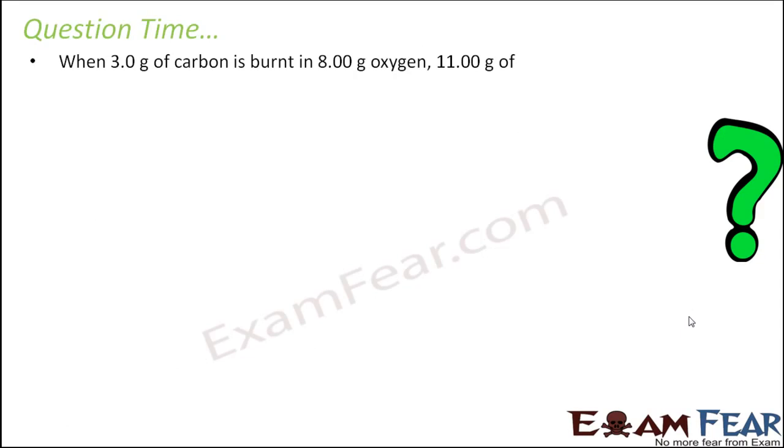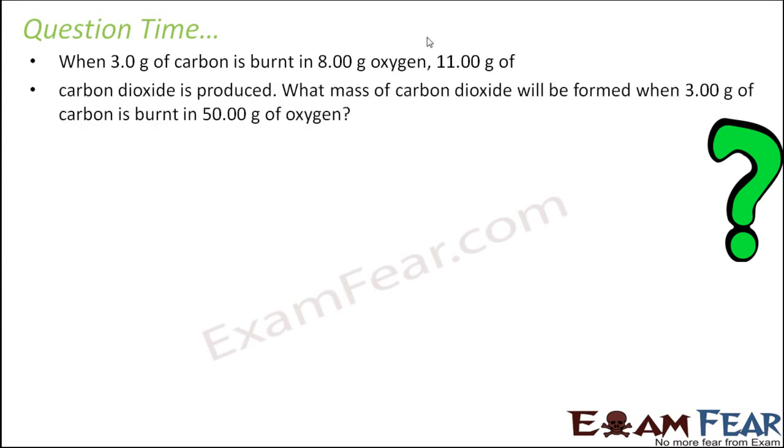The next question is, when 3 gram of carbon is burned in 8 gram of oxygen, 11 gram of carbon dioxide is produced. What is the mass of carbon dioxide formed when 3 gram of carbon is burned in 50 gram of oxygen? Carbon is burned in oxygen to form carbon dioxide.